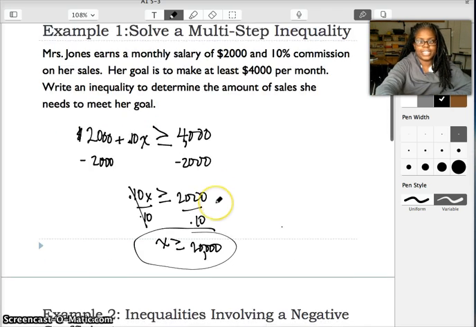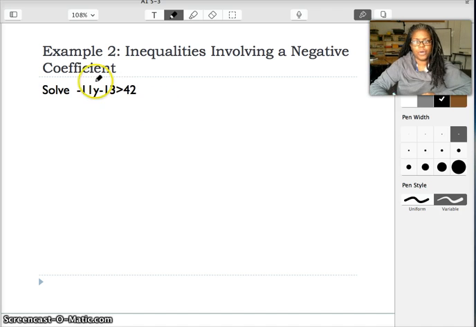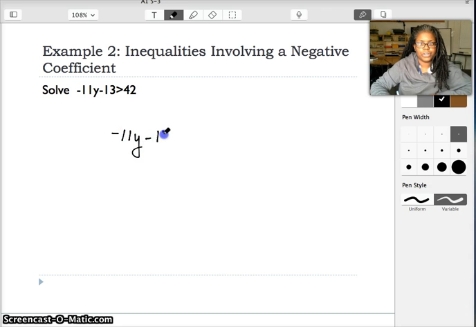Let's take a look at another example. Example 2, inequalities involving negative coefficients. So here we have an inequality, pretty straightforward. We need to solve for y. I'm going to rewrite it here. So I have negative 11y minus 13 is greater than 42.